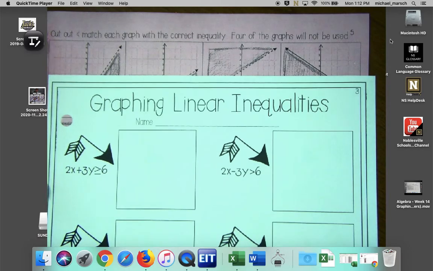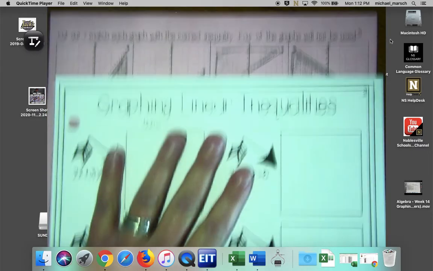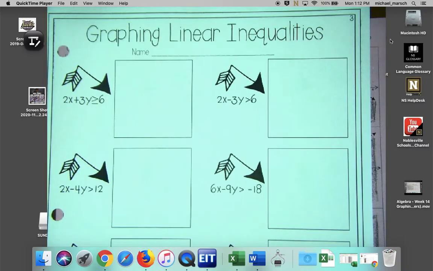Do you want us to cut out these graph things? We're going to talk about it. Okay, so you guys have two papers in front of you. You have the white piece of paper and you have the pink piece of paper. So everybody put the white piece of paper on top so you can look at this.